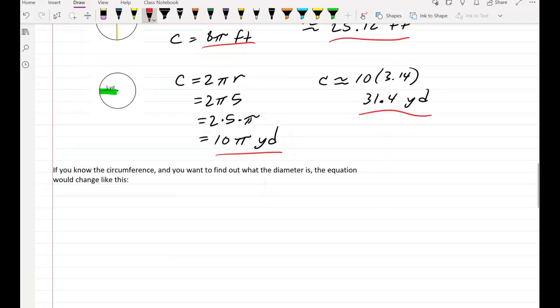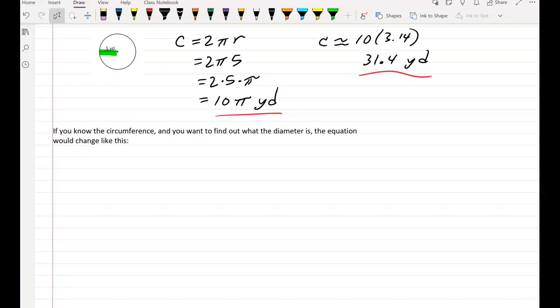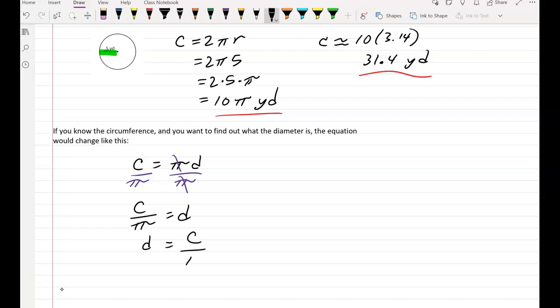Now, if you know the circumference and you want to find what the diameter is, the equation changes a little bit. So, we know that circumference is equal to pi times diameter. Now, if we want to find diameter, we have to get diameter by itself. We would divide both sides by pi. Now these two pi's would cancel each other out, and so the circumference divided by pi would equal the diameter. Or, the diameter is equal to circumference divided by pi.